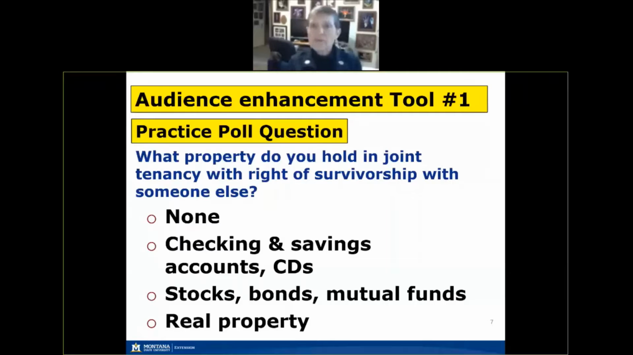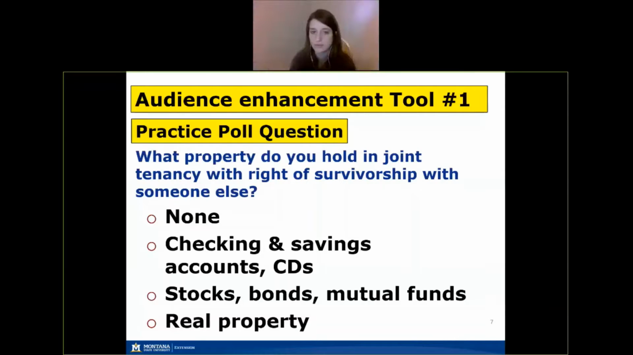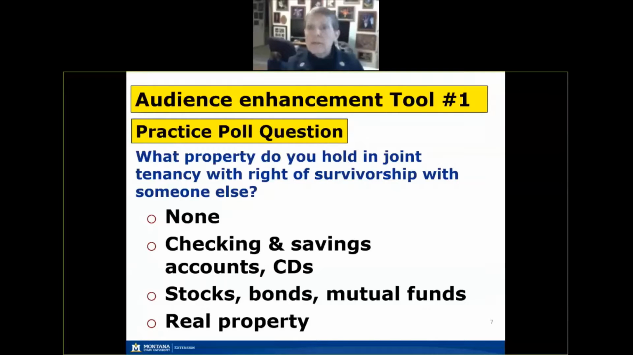So, do we have some results that you can share with us, Emily, on what kind of property people are holding in joint tenancy? Yeah, we do. Make sure when you submit a poll that you hit submit at the bottom too. Just a reminder, it doesn't always tell you that. It looks like we have a few that don't have anything held in joint tenancy, but 47% have checking and savings, 24% stocks, bonds, and mutual funds, and real property is 47%.